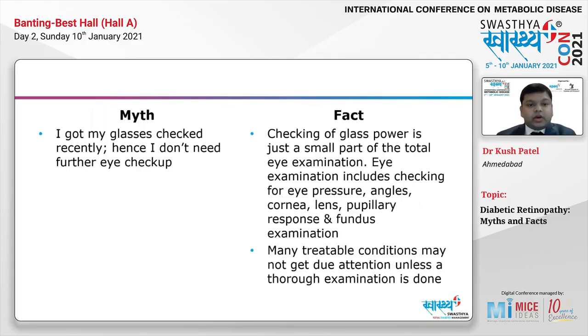The other myth, which is quite commonly seen, is: I got my glasses checked recently, so there is no need to go for a further detailed eye examination checkup. The fact is that the glass correction, or subjective correction, of a patient is a small part of the total eye examination. Total eye examination includes checking your eye pressure, the angles of the eye, cornea, lens, pupillary response, and detailed fundus examination. Many treatable conditions may not get due attention unless a thorough examination is done.